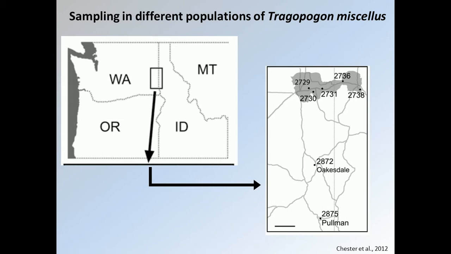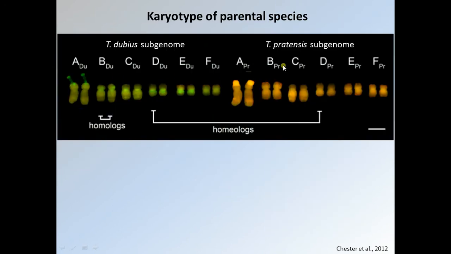So the authors here sampled individuals of this new allopolyploid species in different places. As you can see here, each spot is a population they sampled. Okay, and what they did, they studied the karyotype of these individuals. Karyotype means that you just stain the chromosomes and you align them together and you can see how many they are and so on and so forth. So here are the karyotypes of the parental species. There again they used genomic in situ hybridization to stain like one species in green, the other in orange.